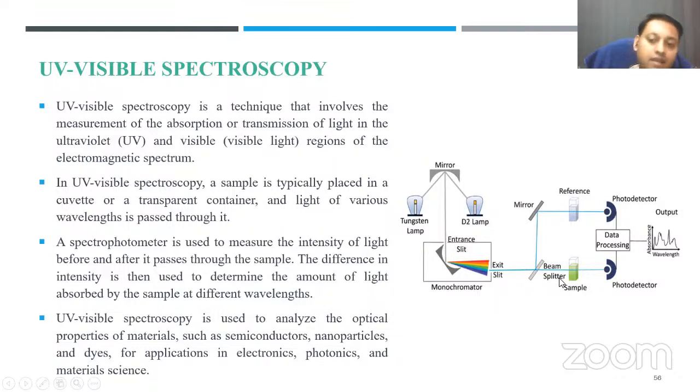Okay, so the photons, the light that is coming out of it, the scattered light from the sample, that is measured and that gives rise to the UV visible spectroscopy.